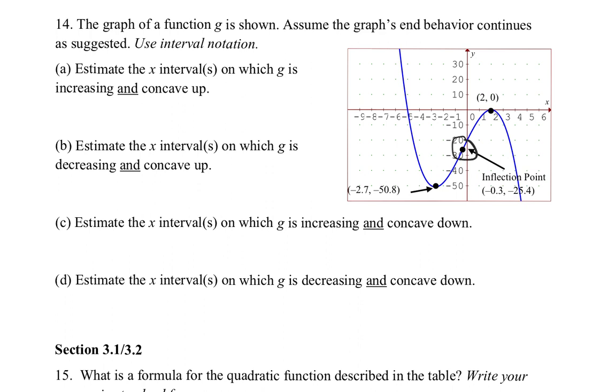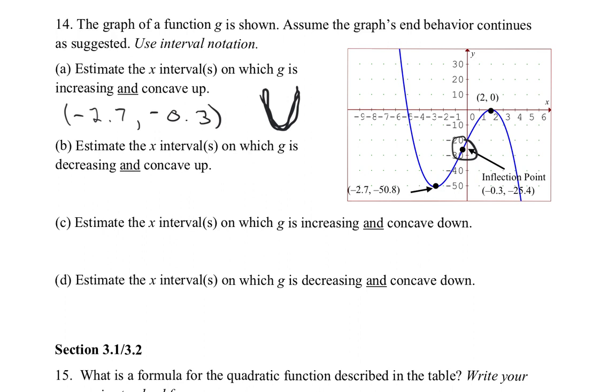This is important. So first, we can tell that the graph starts increasing at x equals -2.7. But now we need to check if it is also concave up. And since we can see this little bowl shape going on in the graph at the time, then we should know that it is concave up. Here's that kind of bowl shape I'm talking about. Okay, and so this interval is going to be from -2.7 to -0.3. There's only one interval at which this happens.